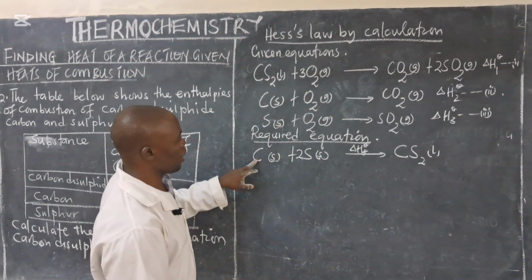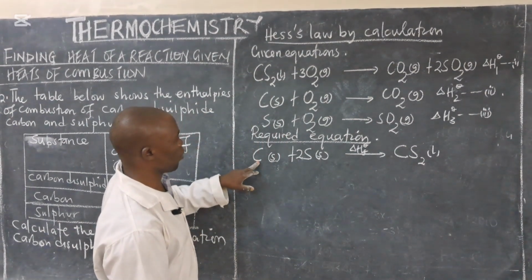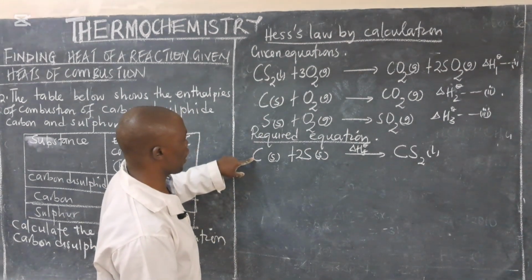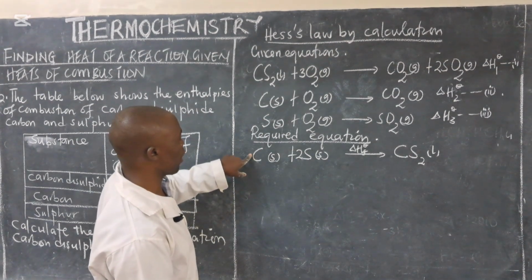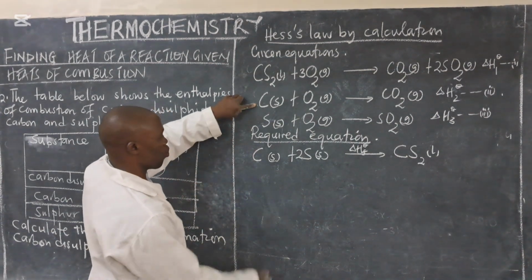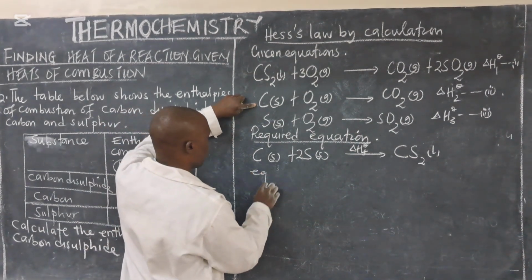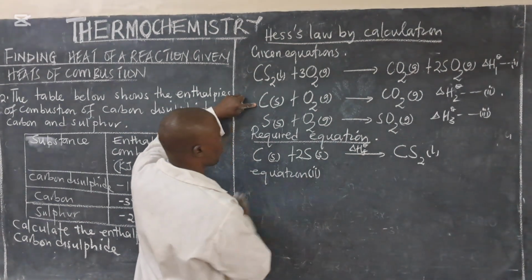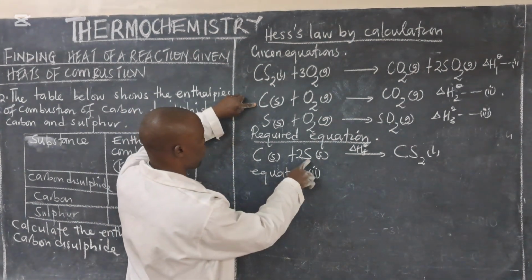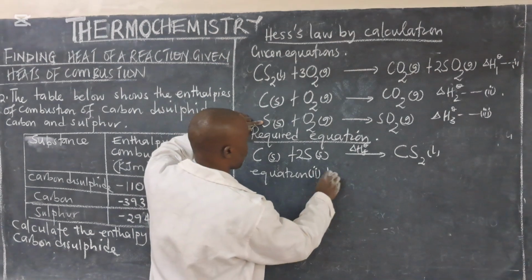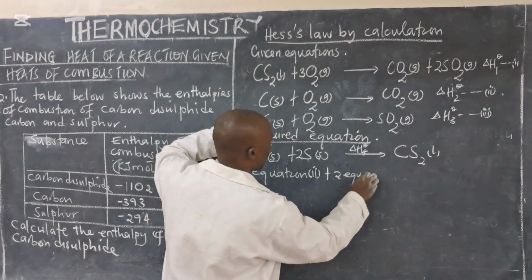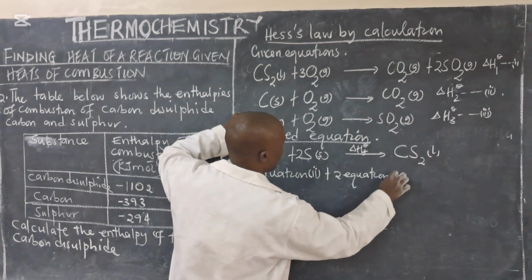that this equation has a single carbon here. So this equation does not have a stoichiometric coefficient on carbon. So I'll say this is equation 2. Then this sulfur has a 2, so multiply this equation: 2 times equation 3.